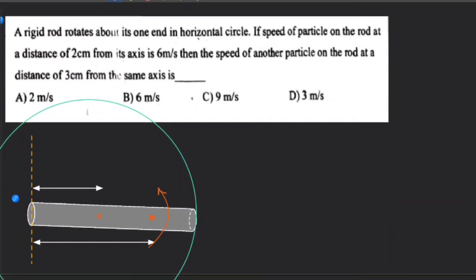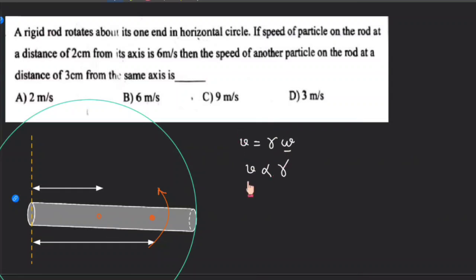Next one, this one. This is from rotational motion, right? A rigid rod rotates about its one end in a horizontal circle. If the speed of a particle on the rod at a distance of 2 cm from its axis is 6 meter per second, then the speed of another particle on the rod at a distance of 3 cm from the same axis is? Since the relation between linear velocity and angular velocity is v equal to r omega, when the rigid body is rotating, this omega will be the same for all the particles. Therefore velocity is directly proportional to r here.